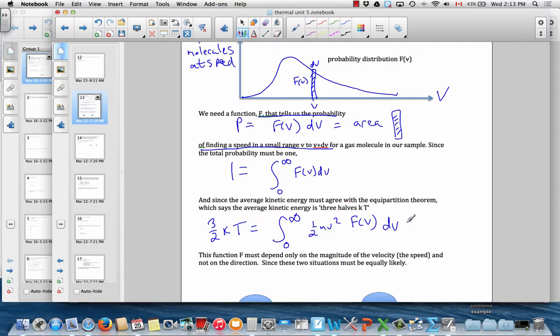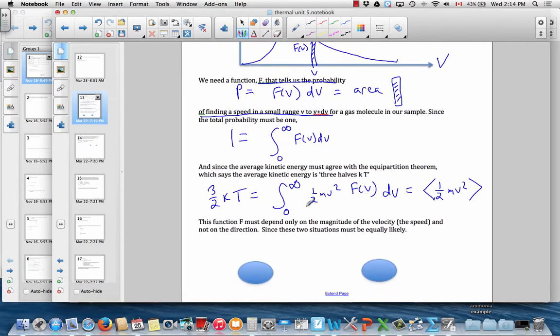Now another bit of notation for this, we use these angled brackets here for the average values. This is going to be the average value of the kinetic energy. The average value of anything, of some quantity g, you would put g in here and integrate g f of v dv, integrate the probability density. So those are two conditions that our probability distribution has to satisfy.